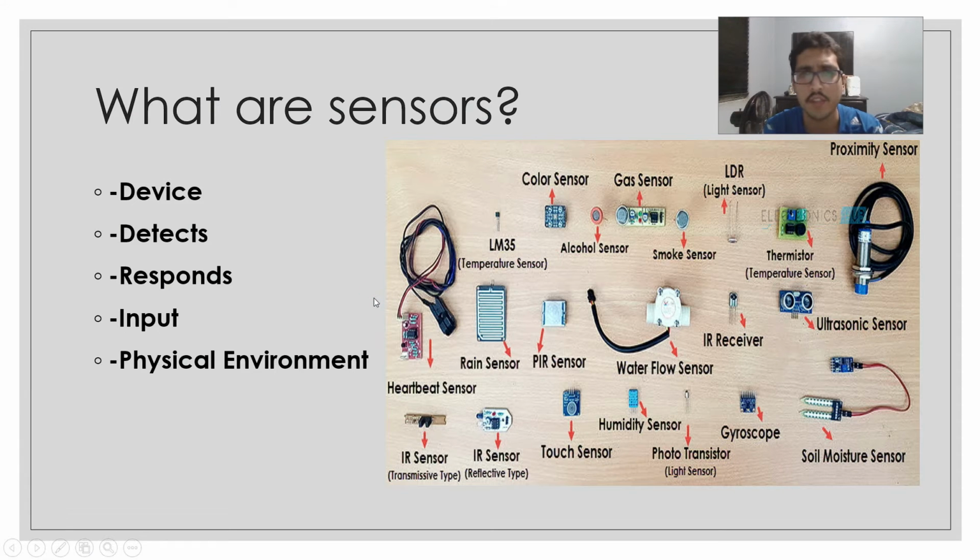So what are sensors? Sensors are basically devices which detect and respond to some kind of input information which comes from the physical environment. There are so many kinds of sensors that we see in our real life, like gas sensor, color sensor, alcohol sensor, touch sensor, rain sensor, and so on. And each of these sensors is divided into types of sensors.